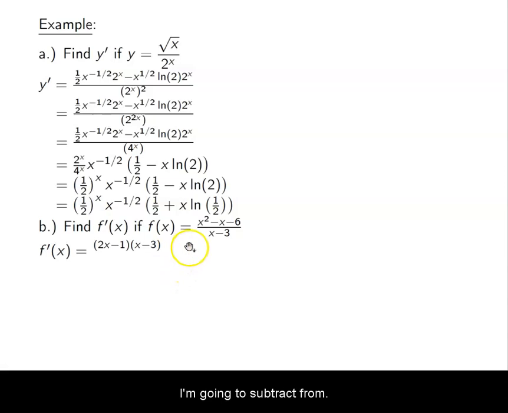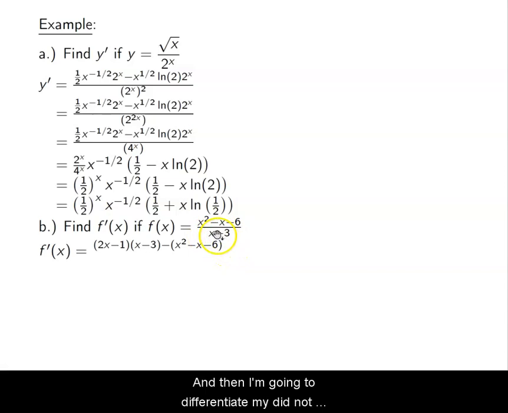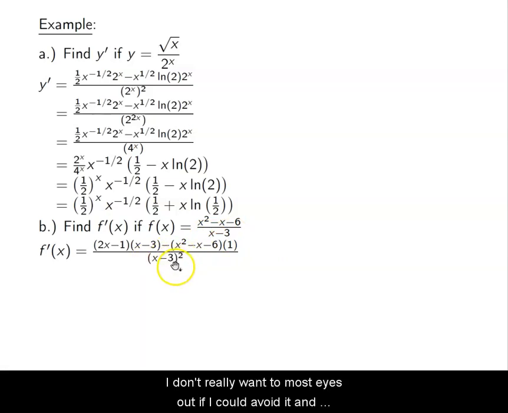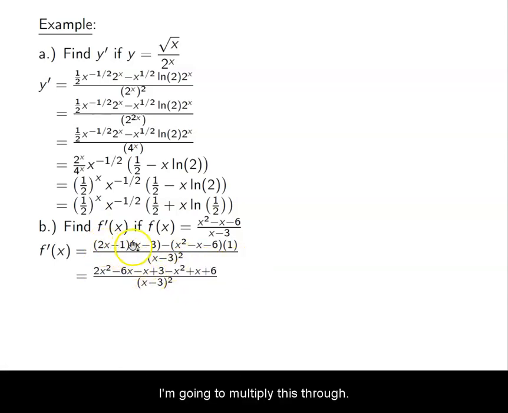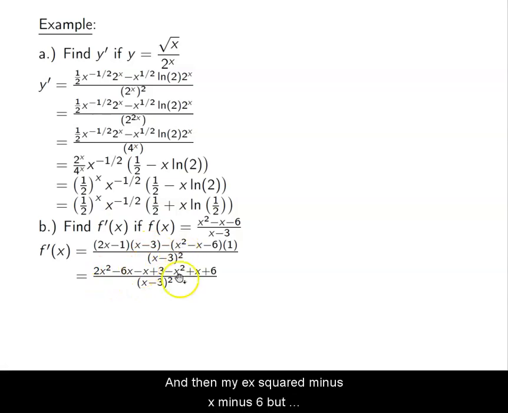Okay, I'm going to subtract from that my numerator, and then I'm going to differentiate my denominator, so that's just times 1. And on the denominator, I'm going to have x minus 3 squared. Right? I don't really want to multiply this out if I could avoid it. And so from here, I really just need to simplify everything. So I'm going to multiply this through. Okay, 2x minus 1 times x plus 3 will give me this term, and then my x squared minus x minus 6, but changing the sign because it's negative. Then I have x minus 3 squared.